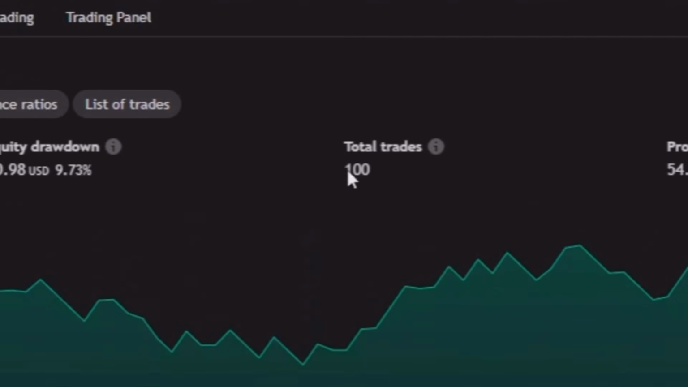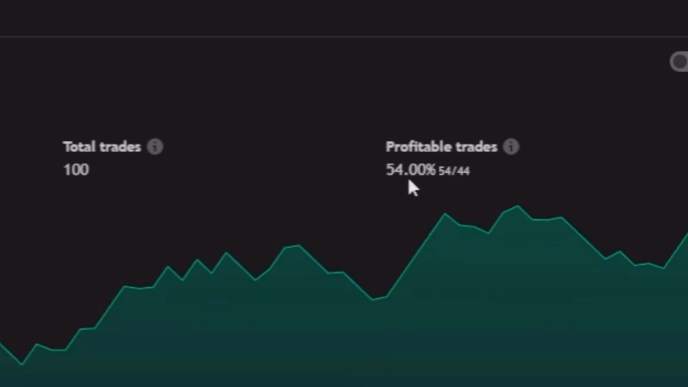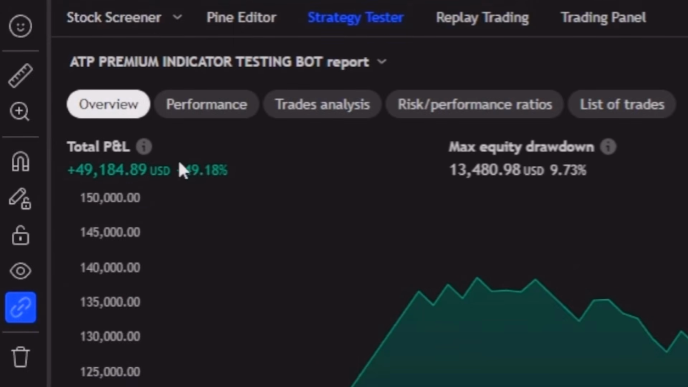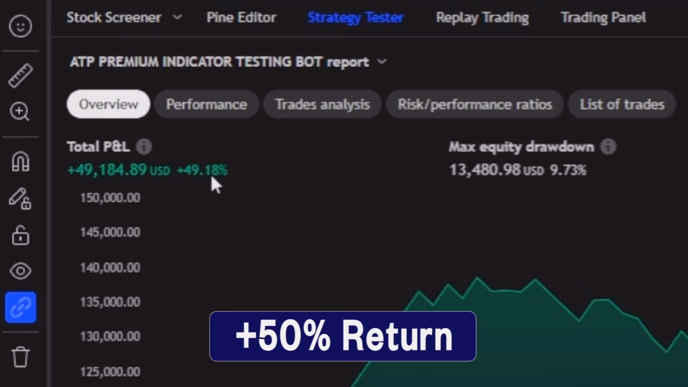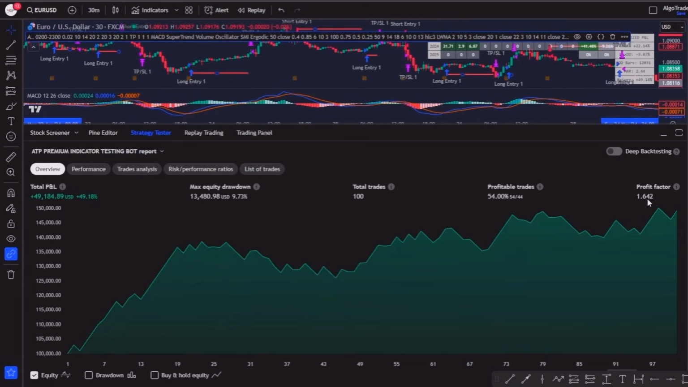As we can see, 100 trades were executed, and the win rate is no longer 90%, but instead dropped to 54%. This is a significant decrease, but the strategy still remains profitable with an almost 50% return. We can also see that the profit factor is 1.64, which indicates that the strategy is quite efficient.